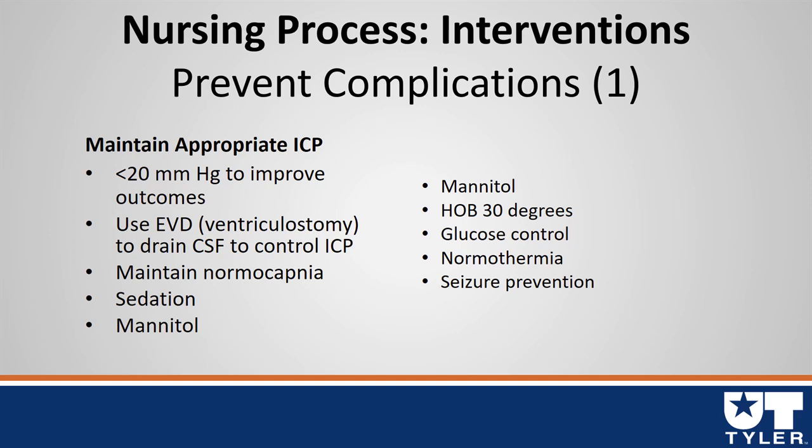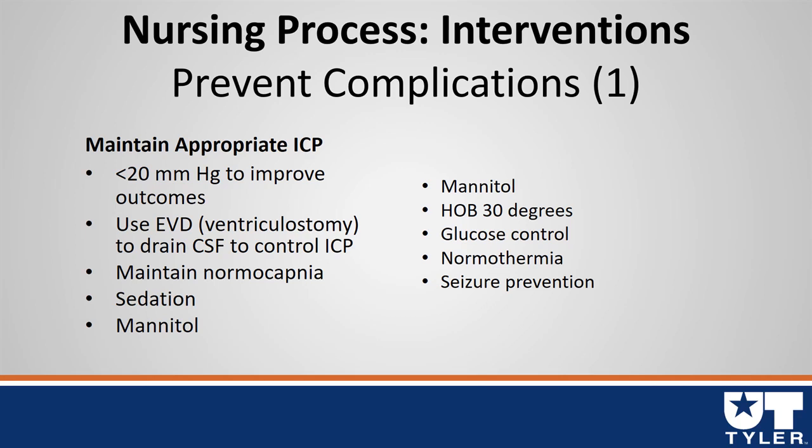Maintain or decrease ICP is number 1. The goal is to keep it less than 20 millimeters of mercury, and we can do this by using the drain of cerebral spinal fluid to control the ICP. Evidence has shown that draining as little as 3 milliliters of cerebral spinal fluid was found to decrease ICP by 10% in a study of 58 patients with severe traumatic brain injury.